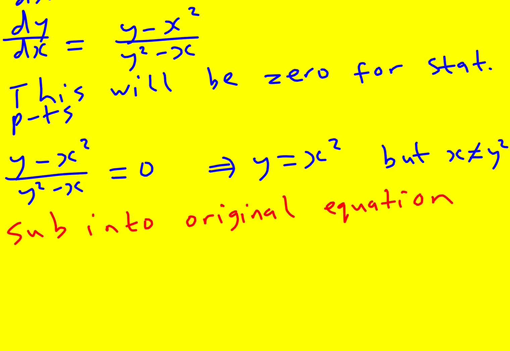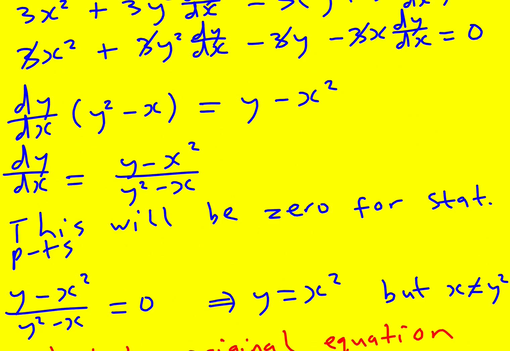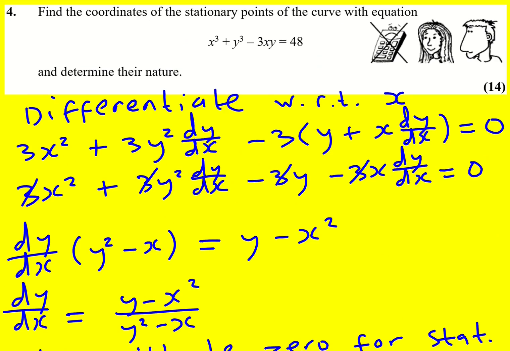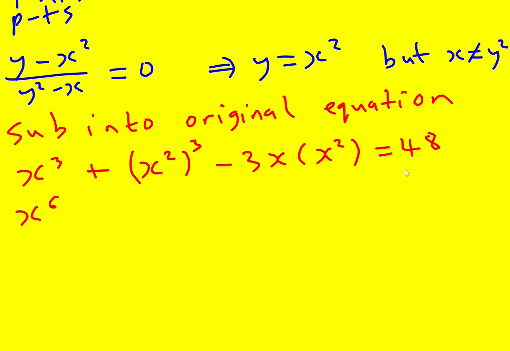So it makes sense to substitute in for y. Replace all our y's by x squared. So x cubed plus x squared cubed minus 3x times x squared is equal to 48. X to the 6. Now this is minus 3x cubed, so it's going to be minus 2x cubed overall, minus 48 equals 0.